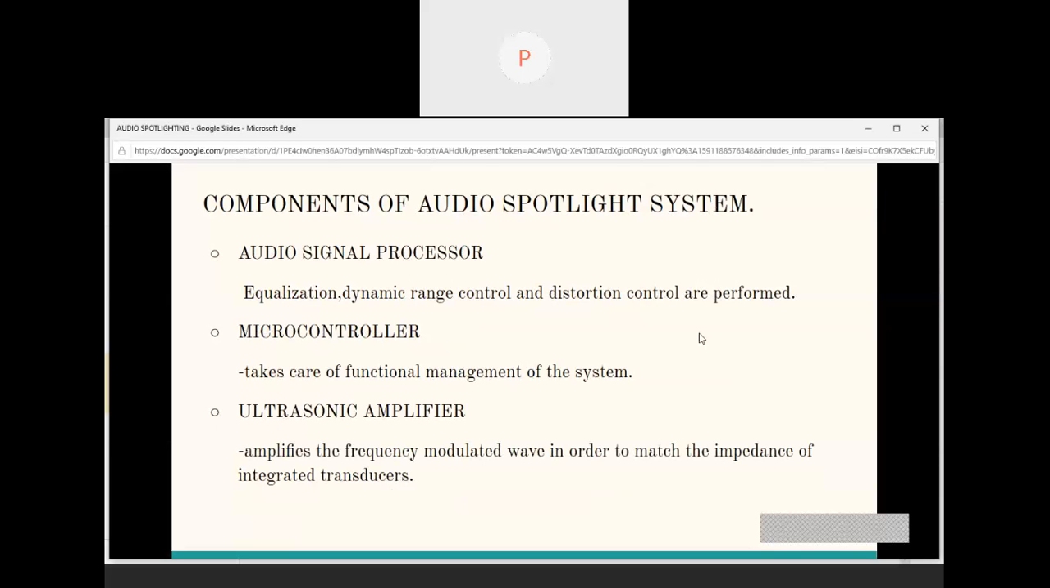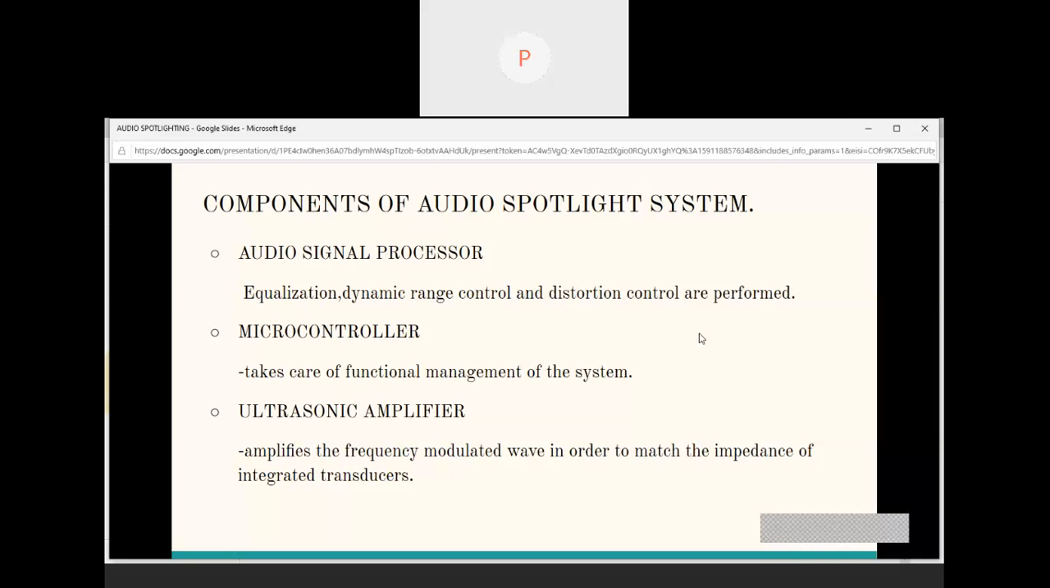The next most important component of the audio spotlight system is the microcontroller. A dedicated microcontroller circuit takes care of the functional management of the system. In future versions, it is expected that the whole process, like the functional management, signal processing, double sideband modulation, and even the switched power supply, would be effectively taken care of by a single embedded IC chip, that is our microcontroller.